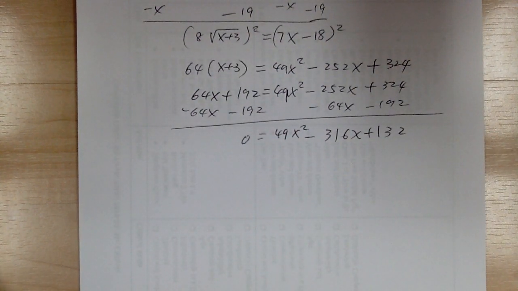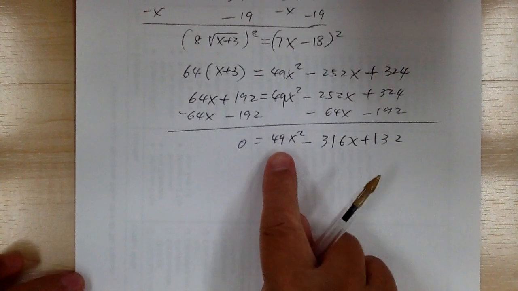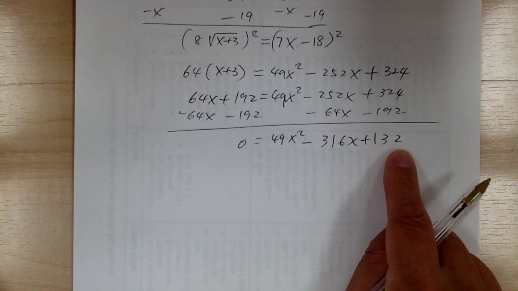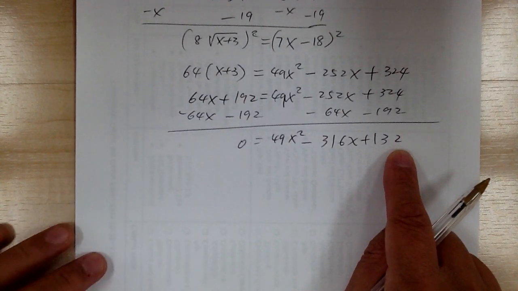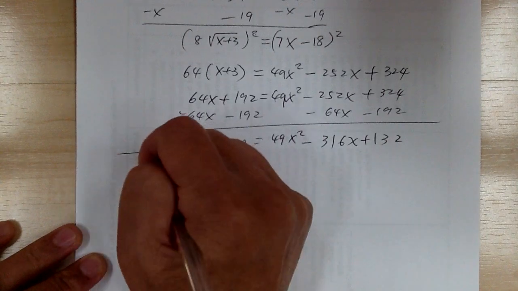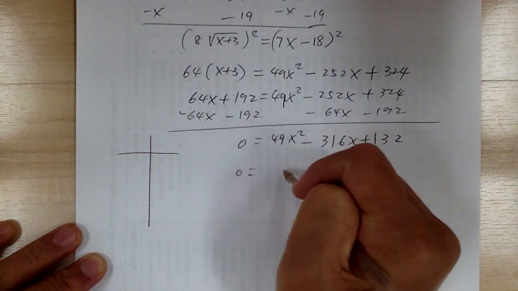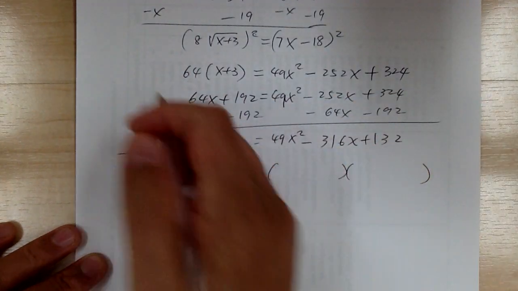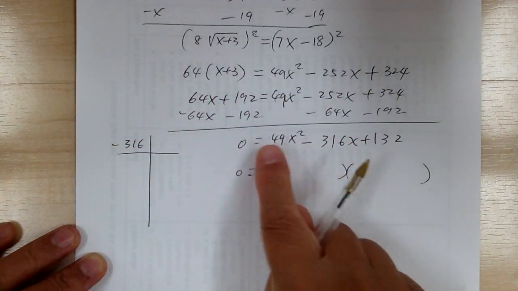Okay, so now you got to try to factor these, or you can use the quadratic formula. Now this is a perfect square, but this is not, so it doesn't help. In this case the number is kind of big, and in the book it says use factoring. So let's try factoring. The middle number is minus 316.